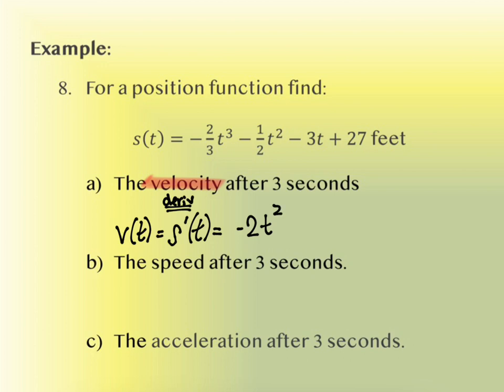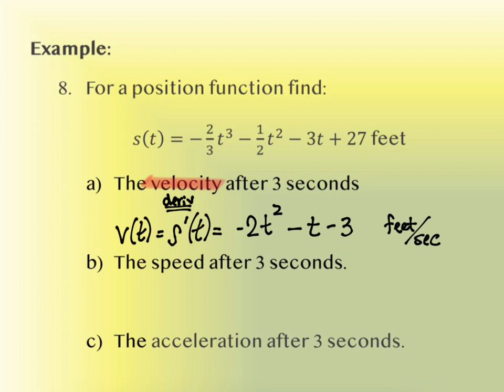The second piece, negative 1/2 t squared. Again, the 2 will come down. It'll cancel with the 1/2. So that'll leave us with just negative t. The derivative of negative 3t is negative 3. And then the derivative of 27 is 0. Now the units that we get when we do this are feet per second, right? It's a rate. Feet was my original unit, time is in seconds. So it's feet per second.